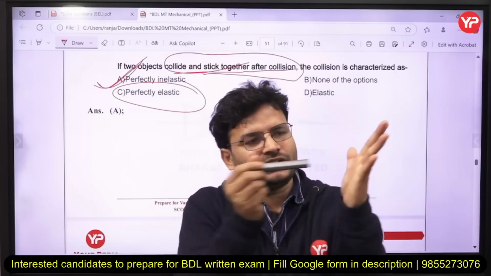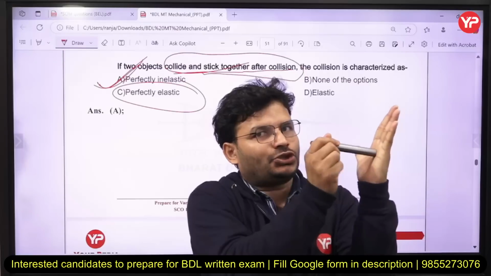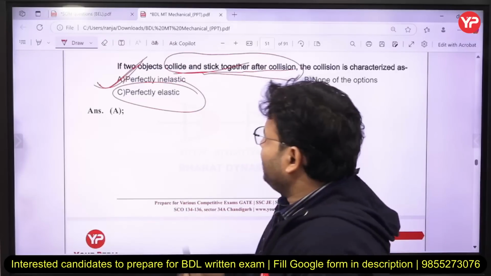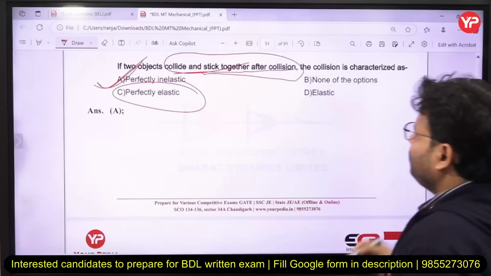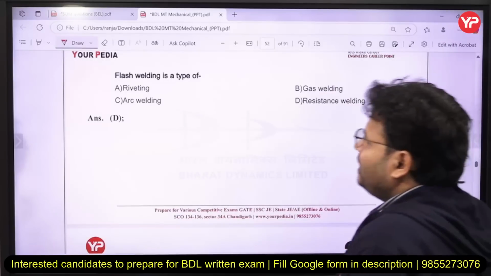Where can it be perfectly elastic? One object will collide and give all its energy to the other object, and now it starts moving. This is called what? Perfectly elastic. So the correct answer here will be A for apple, because both are moving simultaneously and they are going to be stuck.